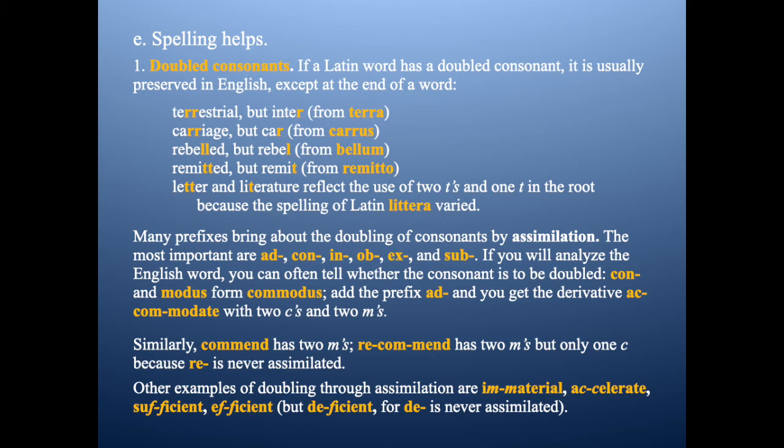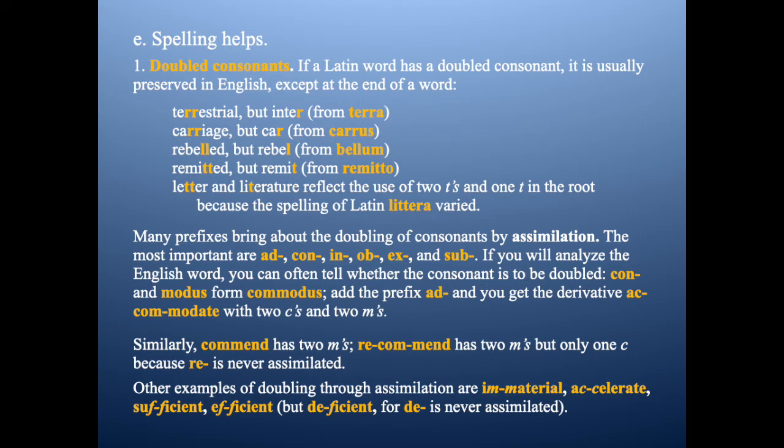Look down at the word commend. Commendus is from the Latin. It has double M. So the double M is going to continue to be in our Latin word. And you add re to that, meaning back or again. You recommend. You understand it has the two M's, but it has only one C. Why? Because re does not end in a consonant that needs to be assimilated. So Latin students know when to double consonants and when not to, and they can know that for sure.